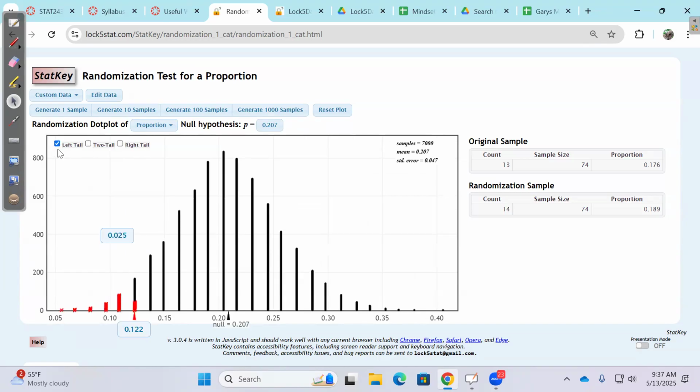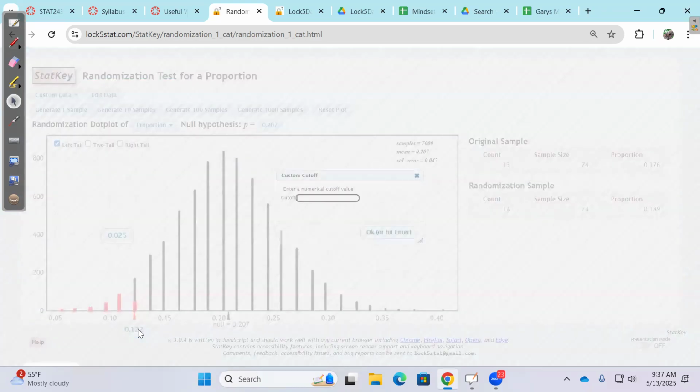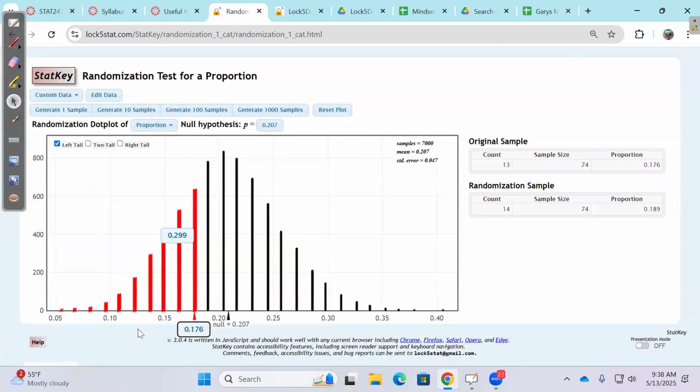Okay. Next thing I have to do with the left tail is plug in my sample value. My sample value is 0.176. And I get a p-value of 0.299. You probably should get something similar, but different. All right, so I'm going to sketch that and I'm going to reset it just to see that it's going to be a little bit different every time.